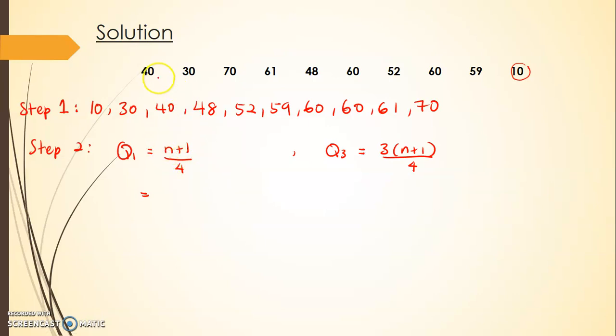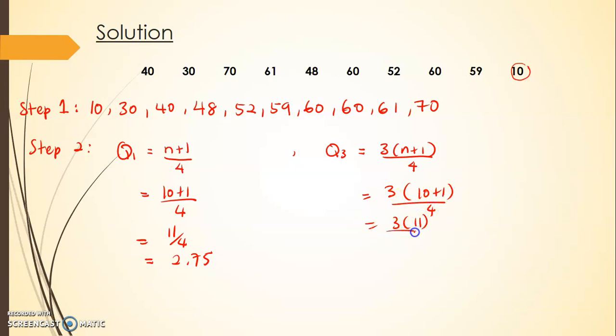So in this data, we have 10 values, 10 observations. So n is equal to 10. So 10 plus 1 over 4, so 11 over 4, 2.75. For Q3, it is 3 times (10 plus 1) over 4. So 3 times 11 over 4, 33 over 4, so 8.25.